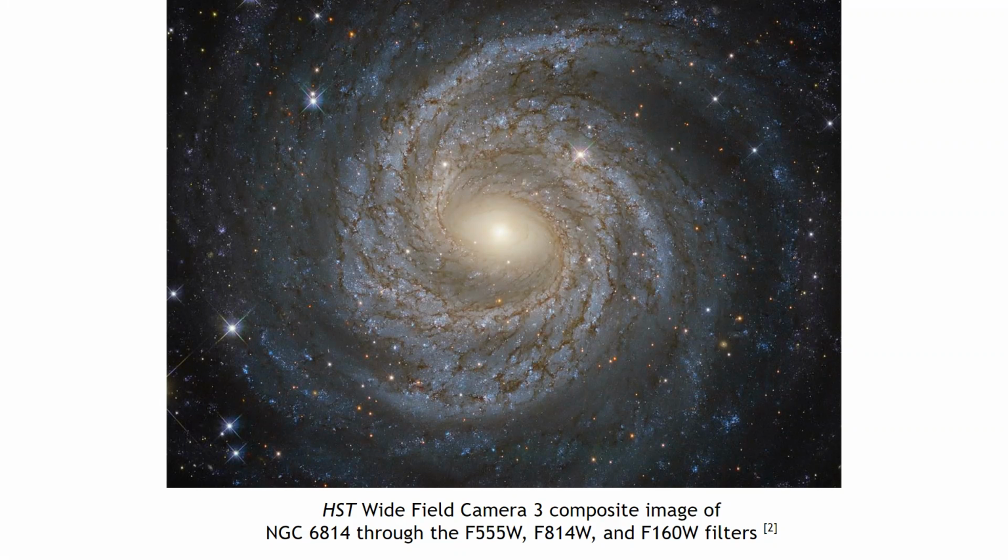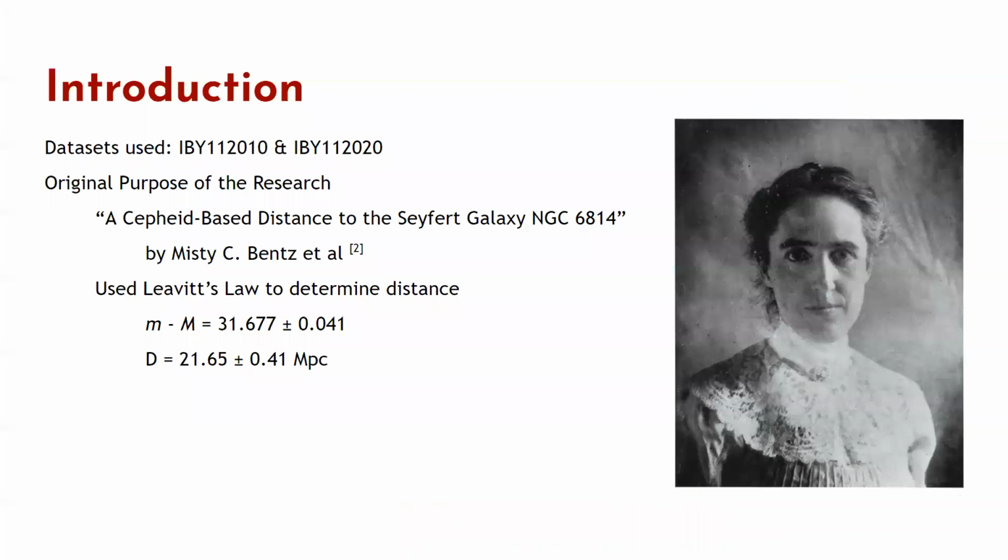We chose to get our data from two separate datasets, which were used in one major paper, a Cepheid-based distance to the Seyfert galaxy, NGC 6814, by Misty C. Bentz and team. A little background on this paper here. In 1908, Henrietta Leavitt, who's pictured here, discovered this revolutionary relationship between the period of the oscillations in brightness of Cepheid variable stars and the absolute magnitude of these stars.